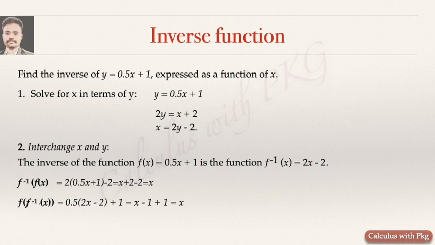In the next step we have to interchange x and y to express it in a conventional manner. The inverse of the function f of x equal to 0.5x plus 1 is the function f inverse of x, we can write 2x minus 2. Here you can see I will just interchange the values of x and y from the equation x equal to 2y minus 2.